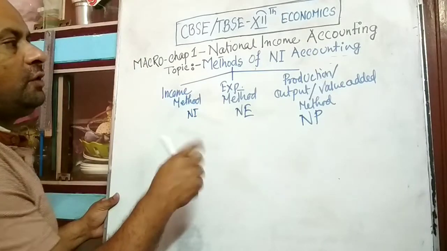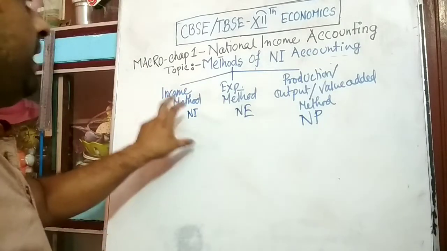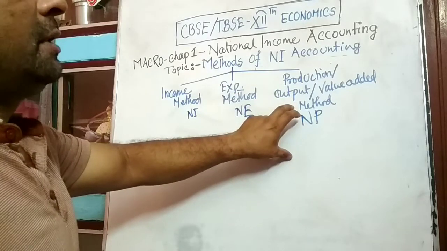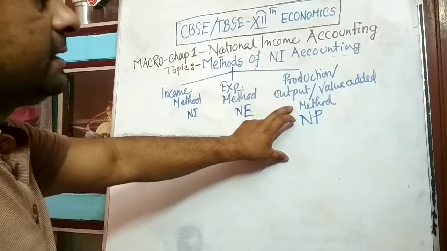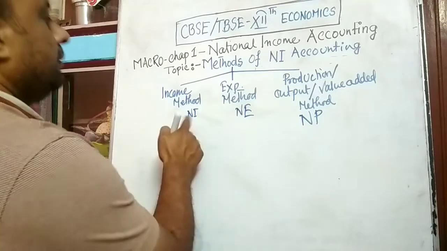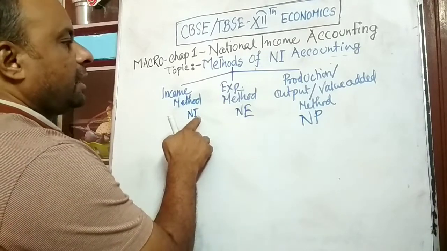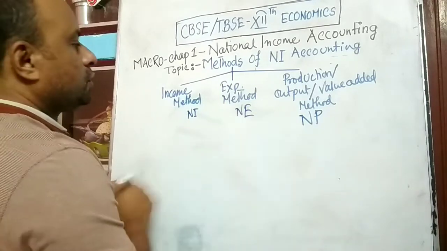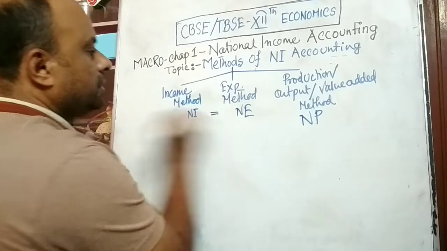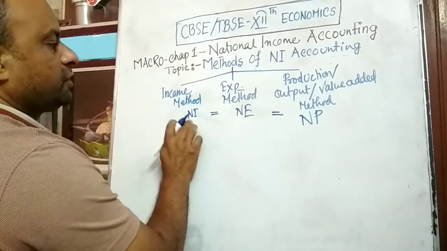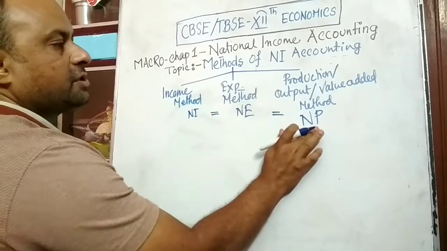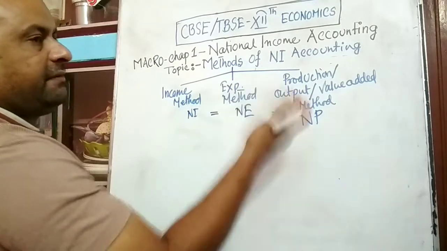So in exam generally, questions are asked on any two methods. One question will be given, you will be asked to solve national income by income method and production method. Then we can easily understand whether the answer is correct or not. How? Both the answers will be correct. National income and national product all will be correct. So whatever is the method, the answer will always be equal. National income, national expenditure, national product. Value is always the same. Name is different.